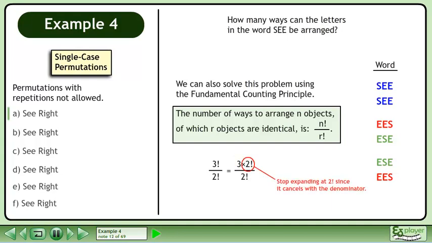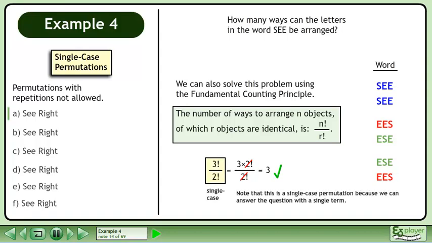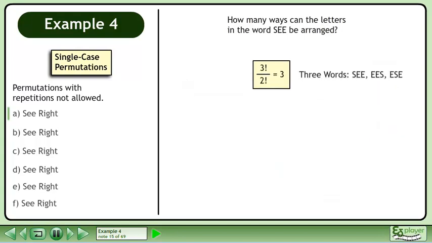Expand 3 factorial. Stop expanding at 2 factorial since it cancels with the denominator. The answer is 3. Note that this is a single case permutation because we can answer the question with a single term. Rewrite the answer. There are 3 words that can be formed: SEE, EES, and ESE.